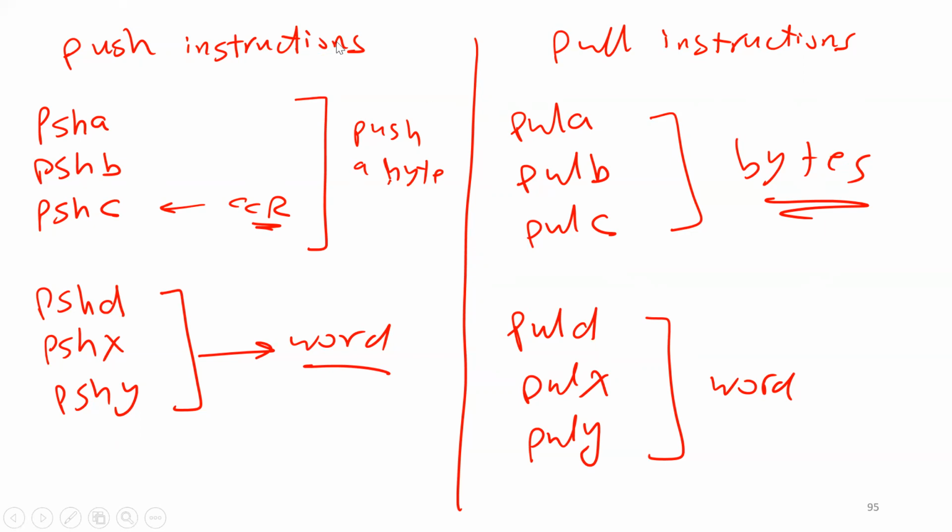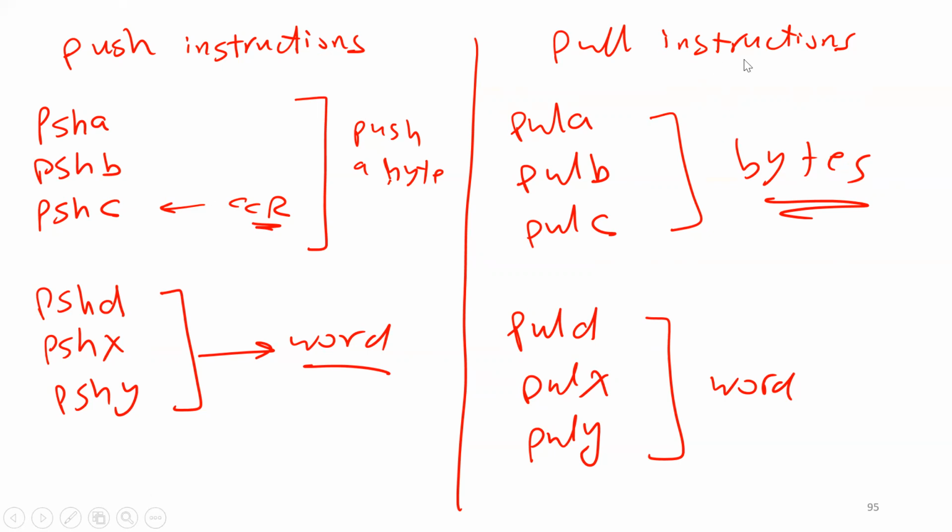For the push instruction, we have push A. This one is going to store the value of A at the top of the stack. You are going to store register A, the value of register A. This one, push B, you are going to store the value of register B to the stack. These 3 instructions push a byte. We have push C, CCR, right? We have push D, push X, push Y for words, right? That's all we have.